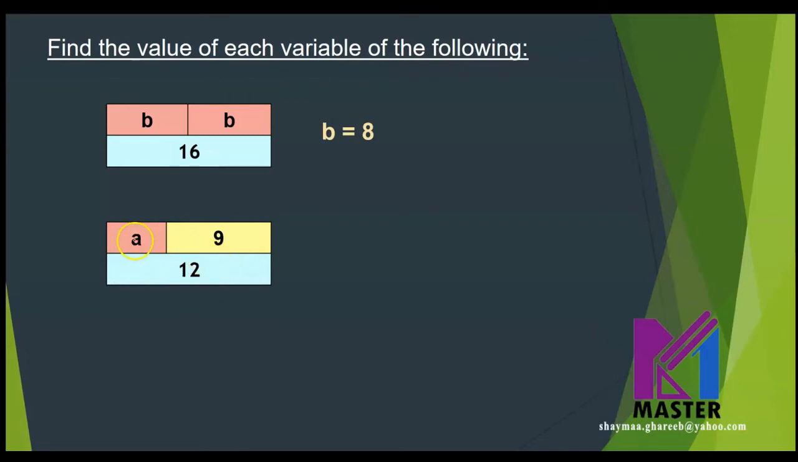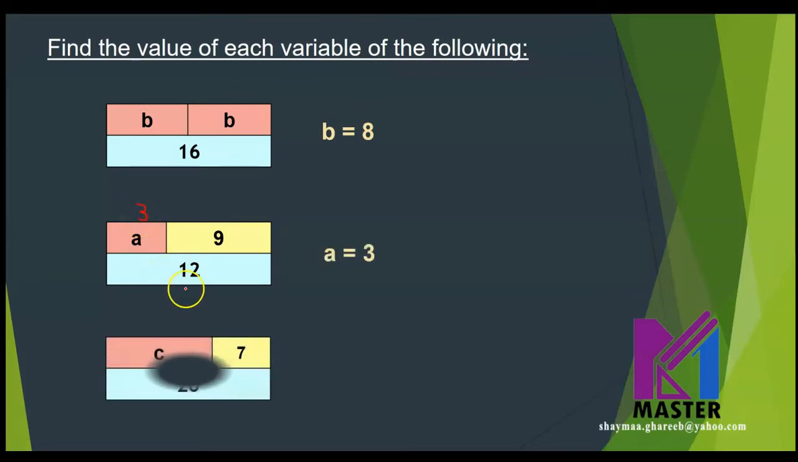I have A and 9, only one variable, and this is 12. So the sum of A, or the total of A and 9, is 12. So 9 plus what gives 12? 9 plus 3, which means the A equals 3.